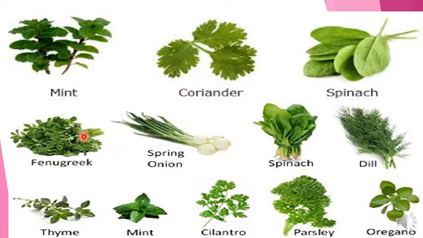These are the examples of herbs: spinach, coriander, mint, fenugreek, thyme, onion, spring onion, parsley, oregano. All these are the different types of herbs which we usually have in our diet. As food we use them because they are easily digestible and rich in vitamins. They have very soft and tender stems. You can cut those stems with your fingers only.